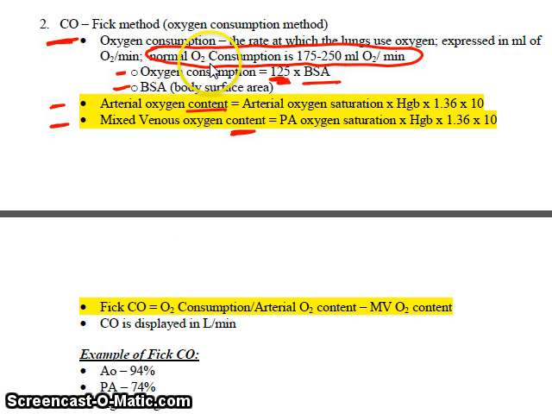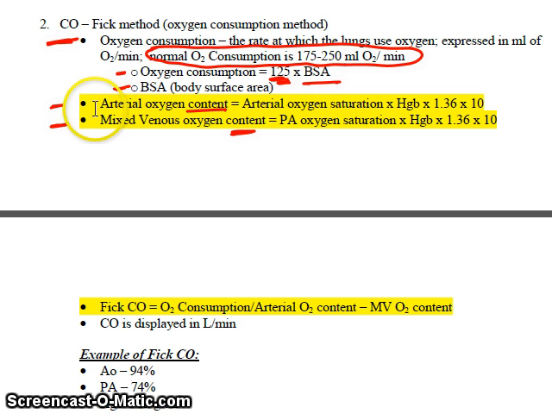They will either give you the actual oxygen consumption, which would be 175 to 250, or they will give you the 125 and the BSA, and then you have to figure out the oxygen consumption, and I'm not sure how they're going to do it.